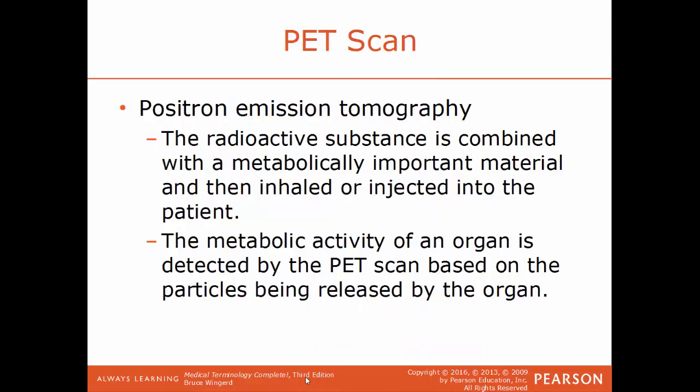The PET scan, a positron emission tomography. This is where you have a radioactive substance that is combined with a metabolically active or important material that is then injected into the patient or inhaled by the patient. And the reason why this is done is the metabolic activity of an organ will be highlighted more by that radioactive substance. And this higher level of activity will be detected by the PET scan as the radioactive particles are being released by that organ.